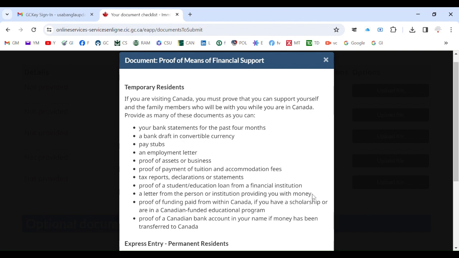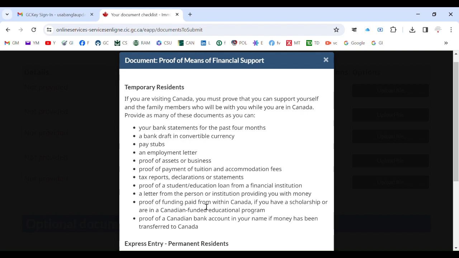Okay, so the letter from anyone, like yours, it could be any person like your spouse, your parents, whoever is sponsoring you, that person's letter that I will sponsor this person, that person will give a letter to the Canadian visa officer. Okay, so that is another letter you have to collect. And proof of funding paid from within Canada if you have a scholarship. This is what I was talking about. If you are funded by the university, that is really the best thing.